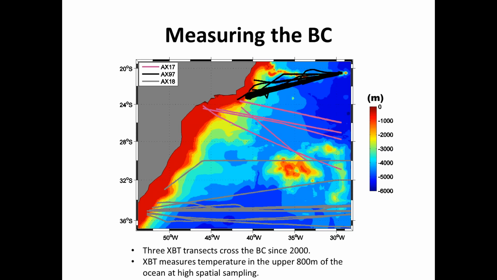So how do we measure the BC? As I said before, it's really hard to measure with Argo, because with Argo we miss this whole 1,000 meters inshore. Along the western boundary, we have three main transects: the AX97 from Rio to Trindade Island, and the AX17, which is a part of the AX18, at 34.5 south, but a few of the transects went all the way to Rio. So we have mostly three transects that we can use to estimate that. The XBTs measure temperature in the top 800 meters of the ocean at a high spatial sampling, so we can measure mesoscale. But yes, with this data we need to add more data to be able to measure the variability of the current and geostrophic currents.